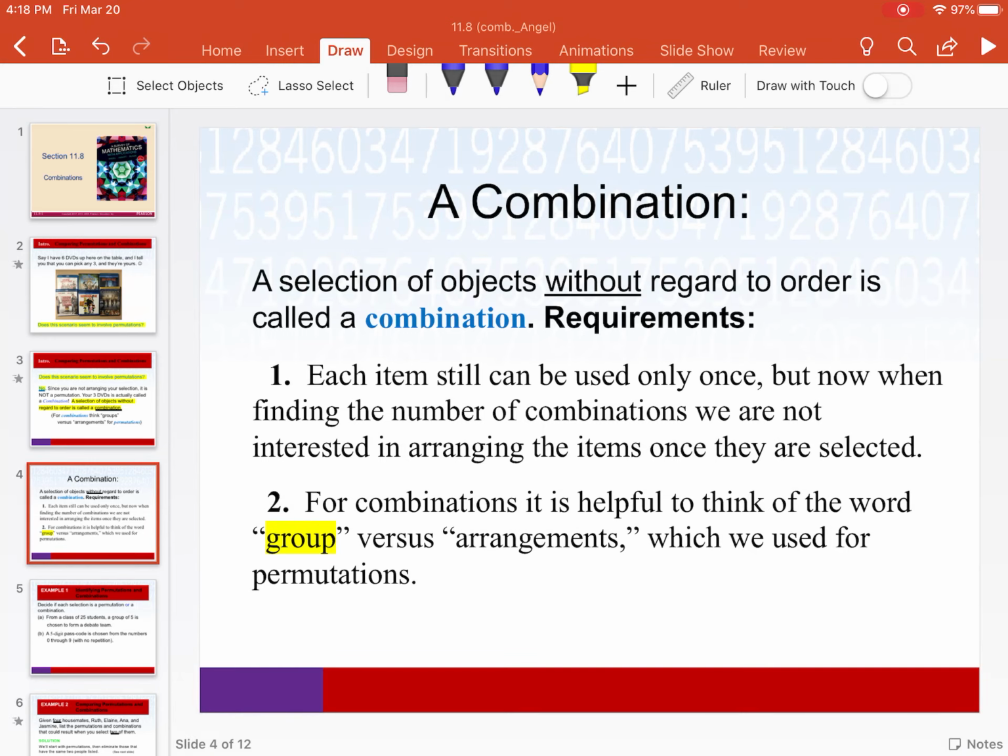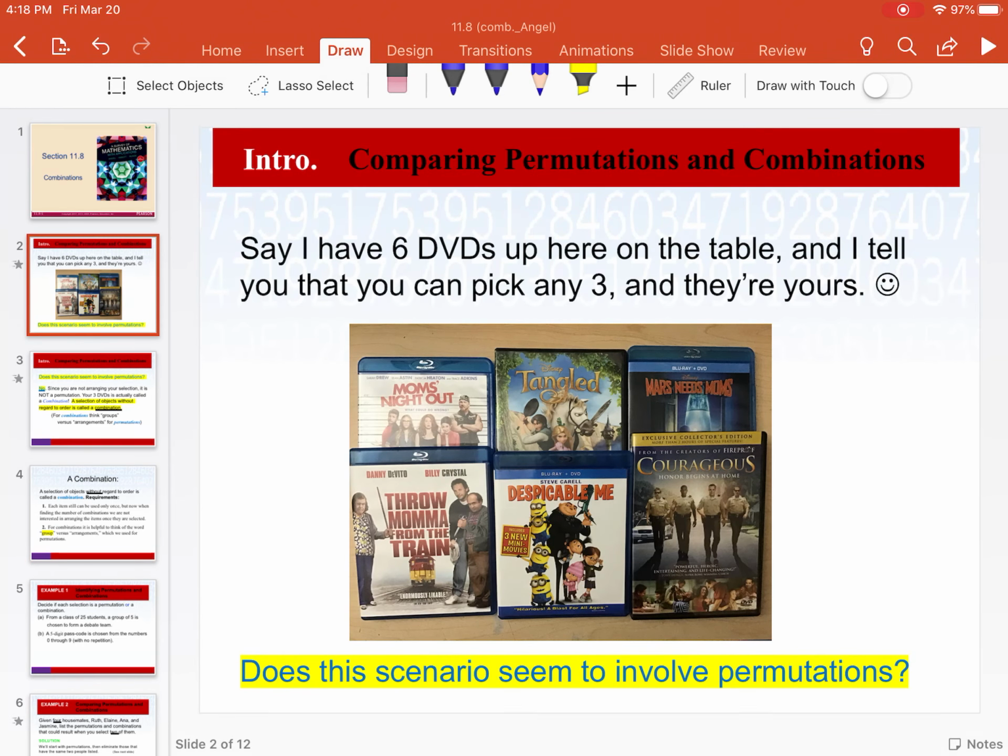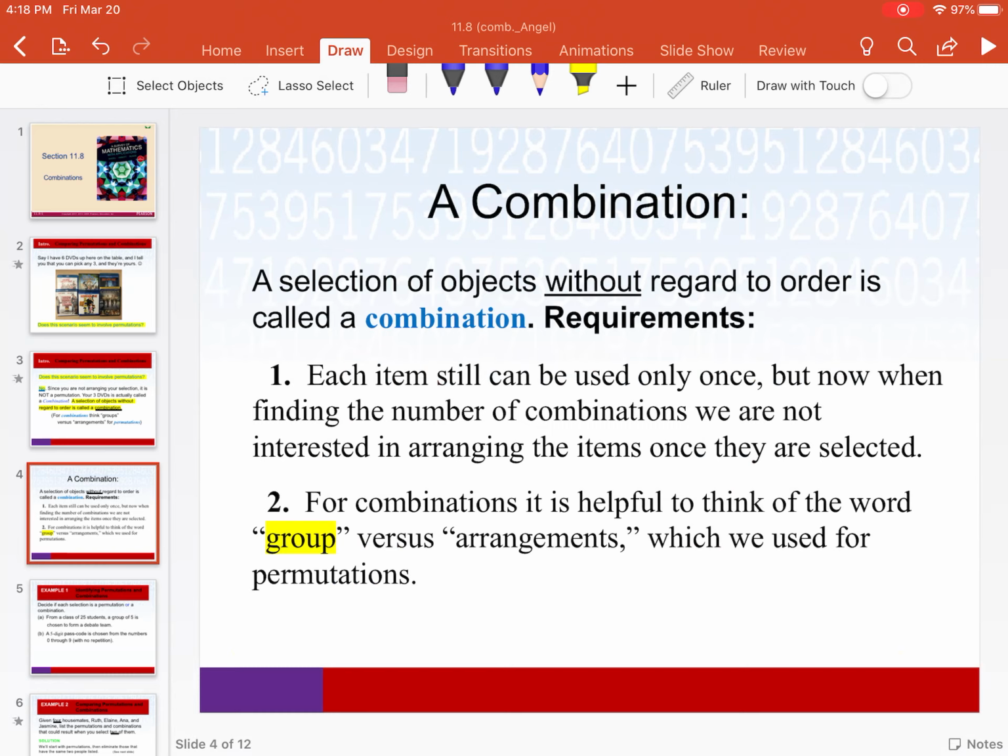Okay? All right, so why don't you read each of these? Maybe we'll do them one at a time. So read number 1. And so here are the requirements for a combination. It'll start off sounding like a permutation. Each item can still be used only once. It'd be kind of silly to come back here and pick the same movie 3 times, right? I said, hey, pick any 3, and you pick the same movie, and you put it down, pick it back up, put it down, pick it up, and you walk away with 1. I'd say, all right, you must really like that movie, but I said you could pick 3. So that would be silly, right?